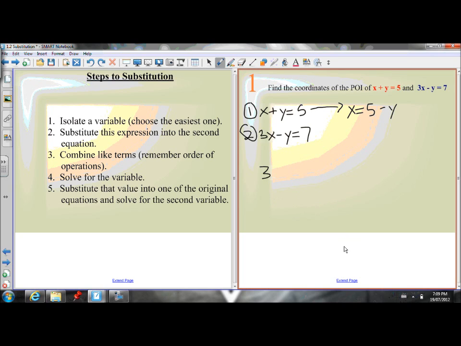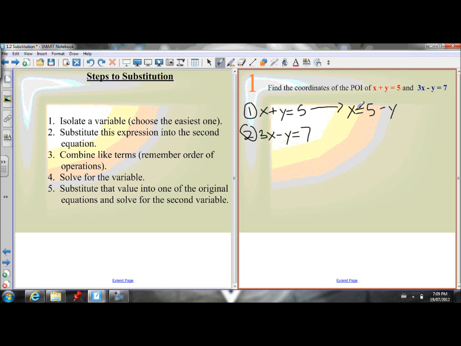The trick to deciding what to isolate: you always want to isolate a variable that has a coefficient of 1 in front of it. This is a coefficient of 3 in front of the x, so we're going to get fractions when we divide that 3 out. Always choose a variable that has a 1 in front of it. And if you don't see a number in front of the variable, remember there's an invisible 1 there. So there's a 1 in front of here, a 1 in front of here, and a 1 in front of here. So don't forget that.